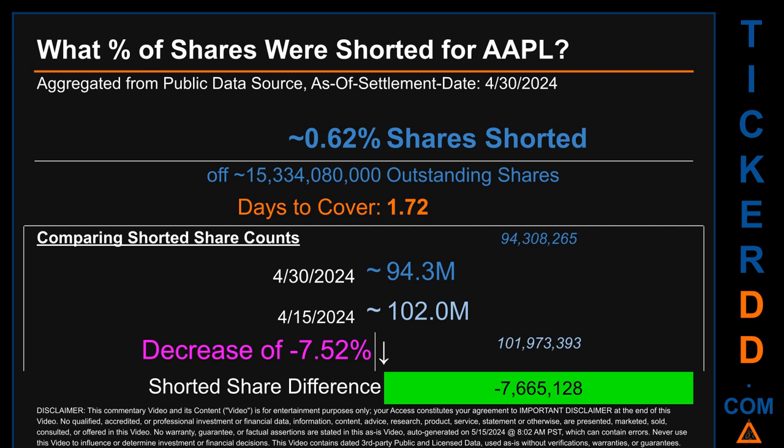When I compare the current 2-week period data snapshot against the previous period, ending in settlement date, April 15, 2024, I find that the current snapshot had roughly 7.7 million less shares shorted. This means that, compared to the previous snapshot, the current snapshot has a decrease of minus 7.52% of shorted shares.